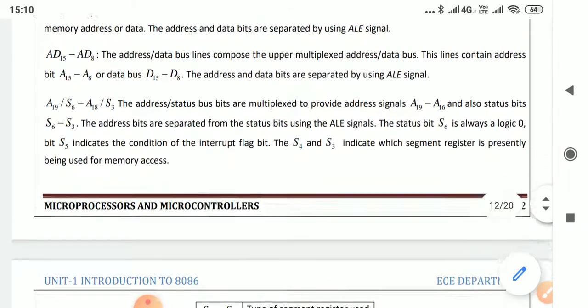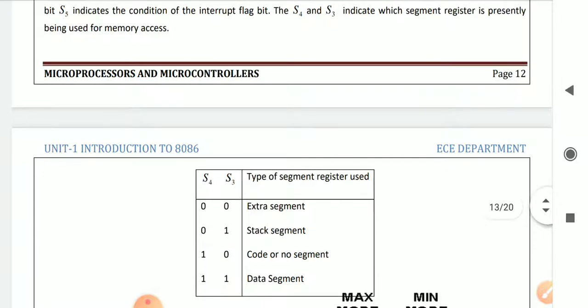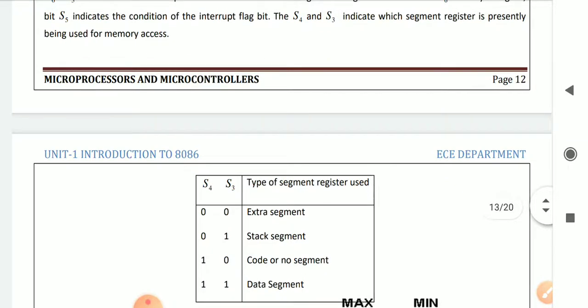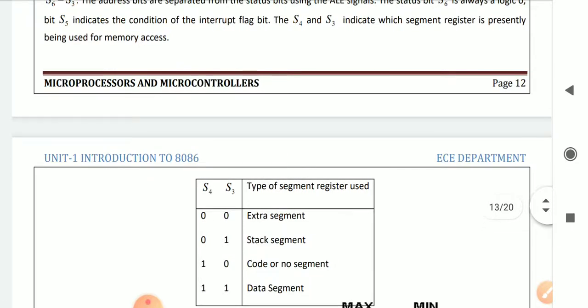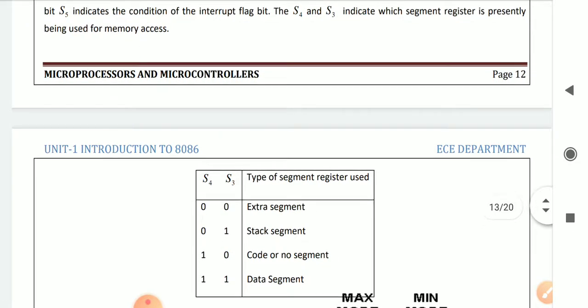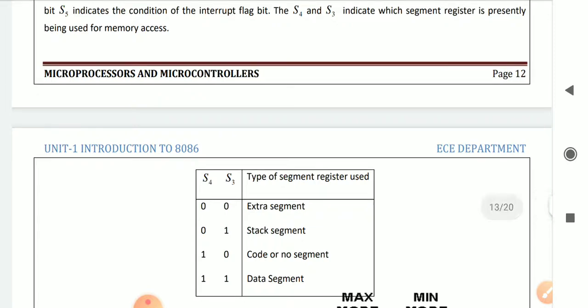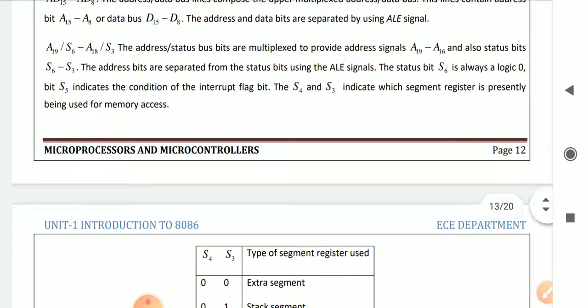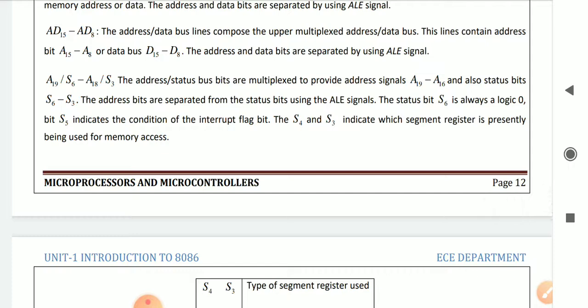If S4 S3 are 00, the segment register is extra segment. If S4 S3 are 01, stack segment. If S4 S3 are 10, code segment. If S4 and S3 are 11, it is data segment. So status pins S3 to S6 have this type of meaning.